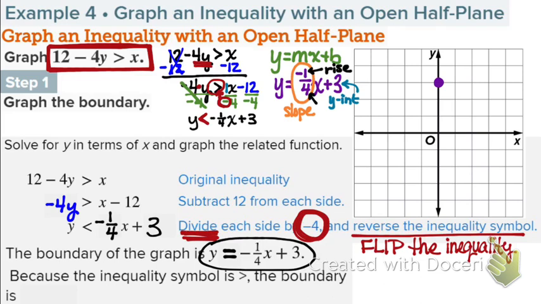This is rise over run. So from that first point that I plotted, 3 on the y-axis, I'm going to go down 1. And I'm going to run which way? Should I run left or should I run right? We're going to run to the right. 1, 2, 3, 4.